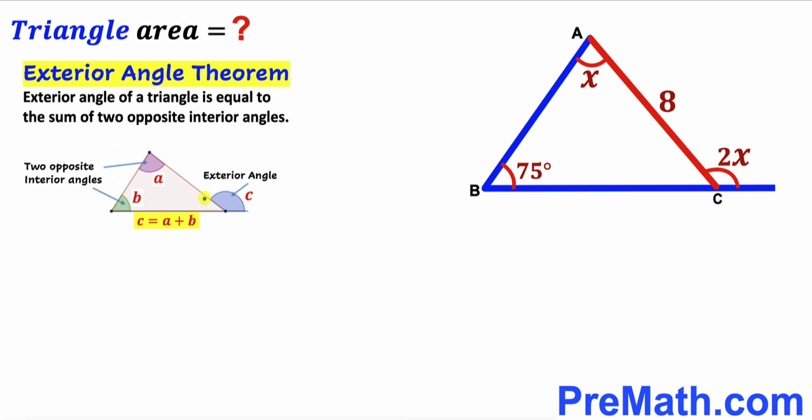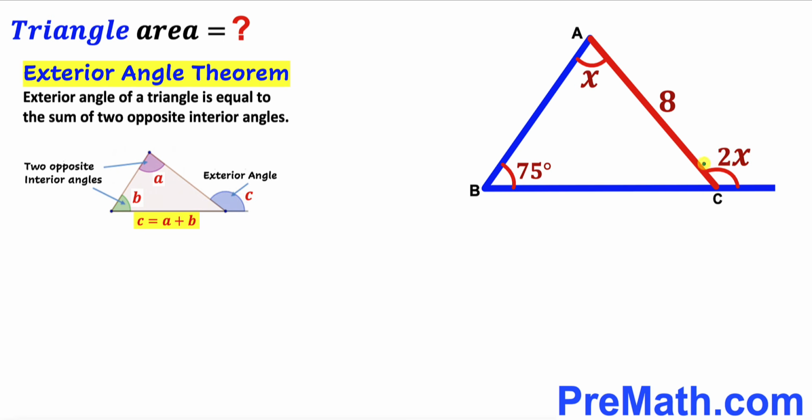And here we can see our angle C is our exterior angle, whereas these angles A and B are our two opposite interior angles, such that the exterior angle C is going to be equal to the sum of two opposite interior angles A and B. And now let's revert our attention back to this given problem.